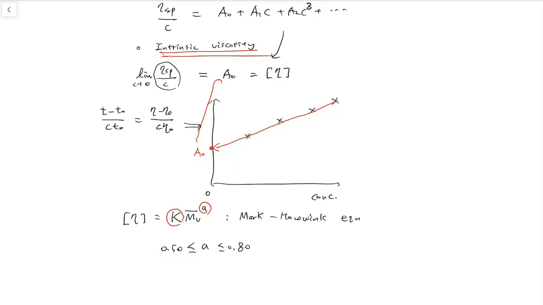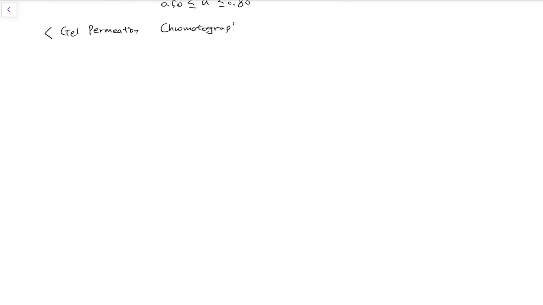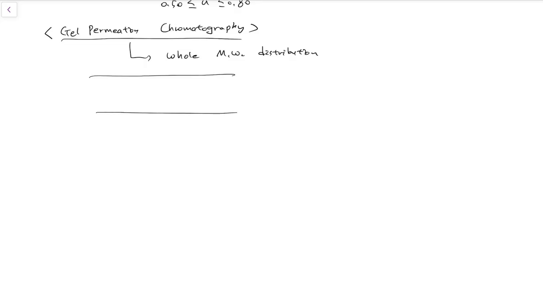So this is about viscometry, how to determine molecular weight using viscosity measurement. The next method is based on gel permeation chromatography. From this measurement, we can determine the whole molecular weight distribution of a polymer sample. So, we all know what chromatography is.